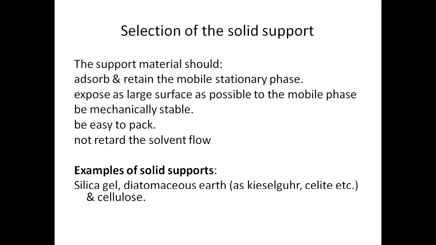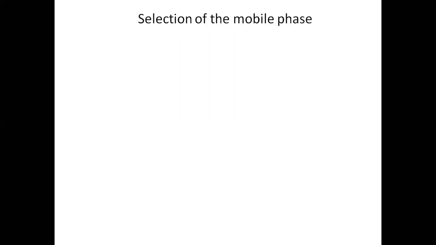Now, how do we select the solid support? The solid support should be such that it adsorbs and retains the stationary phase, and exposes as large a surface as possible to the mobile phase. It should be mechanically stable, it should be easy to pack, and it should also not retard the solvent flow. Now, the examples of solid support are silica gel, diatomaceous earth like Kieselguhr or Celite, etc., and also cellulose can be used as the solid support.